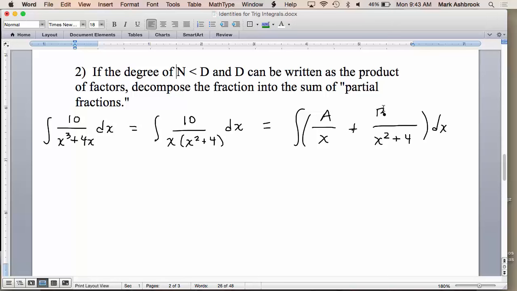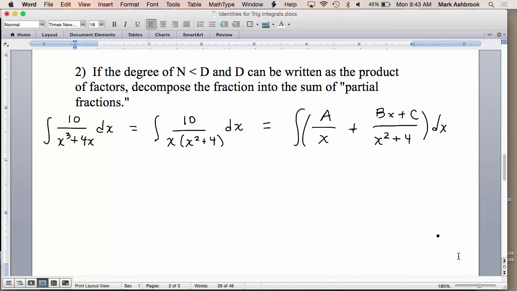But we need a full linear term. So bx plus c. So when you have a quadratic term in the denominator that's not a linear term squared or cubed or to the fourth, it's fully factored and can't be decomposed any further than x squared. You're going to have a full linear term, which would be bx plus a constant.